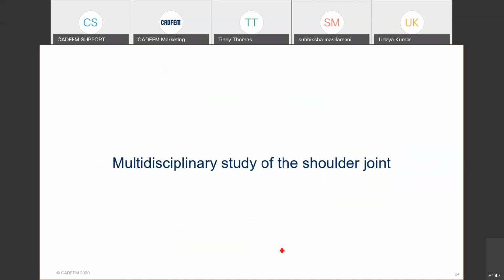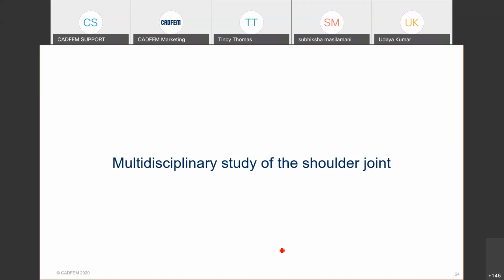Now, coming to multidisciplinary study or multiphysics study. Basically, all the previously mentioned cases only covered the structural part, how the stresses are, how it is deforming, contact part. So we only mentioned the structural part or structural integrity of our model, right? But in the human body, it's not only about one physics.